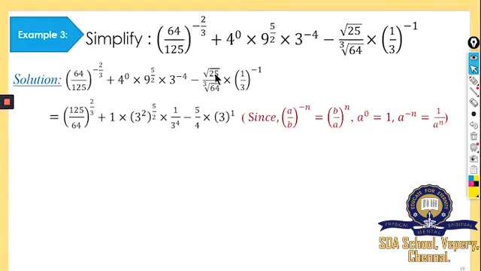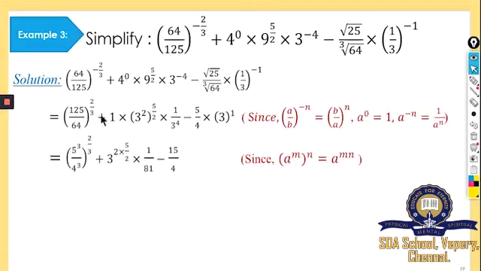Now in this term, square root of 25 is 5 and cube root of 64 is 4, since 4 into 4 into 4 is 64. Now 1 by 3 to the power minus 1. If you observe this, this is in the form of a by b to the power minus n. So applying that law here, you will get 3 power 1.